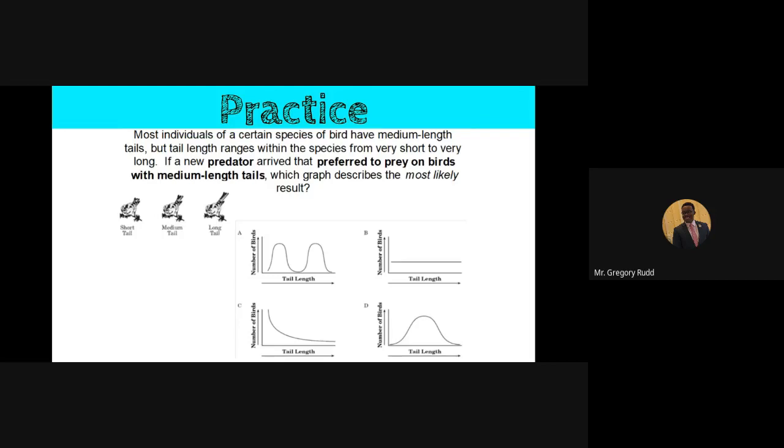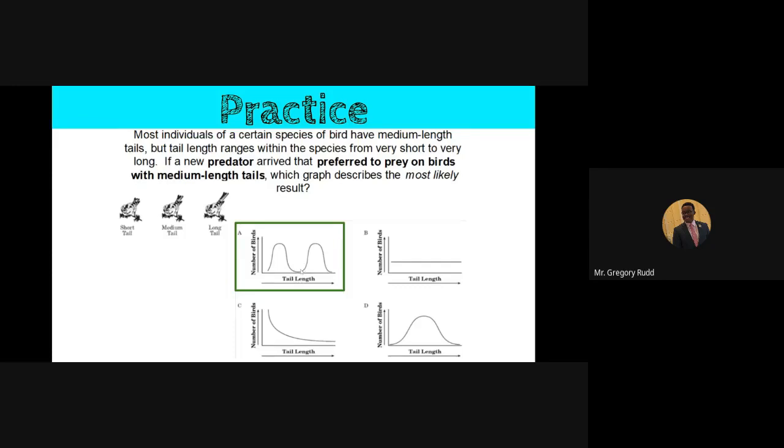If a predator comes in and starts eating all the birds with the medium length tails, which graph is going to describe the result? Thank you, Alicia. Good. A. A predator comes in and starts eating all the birds in this part of the graph. They have the medium length tails.